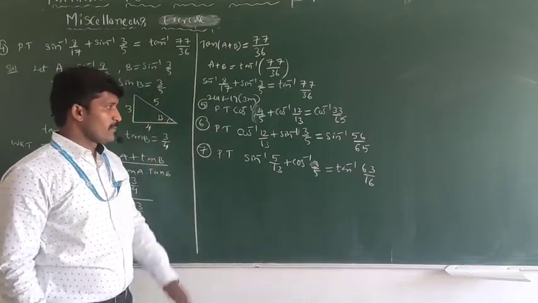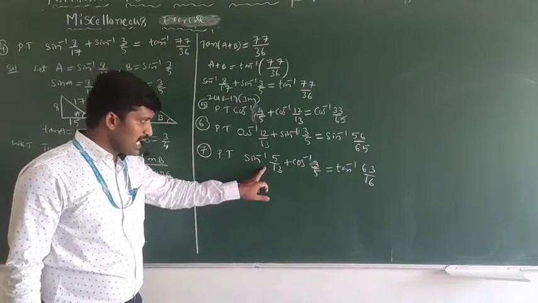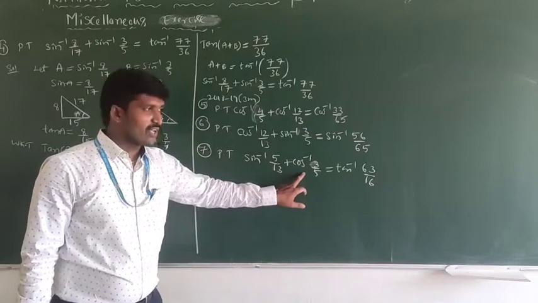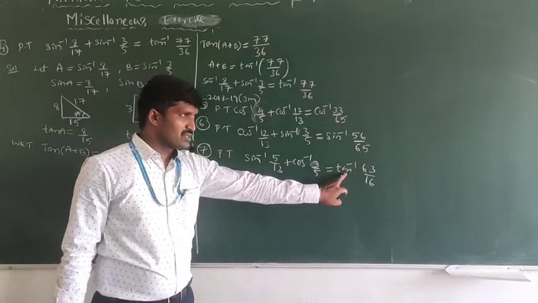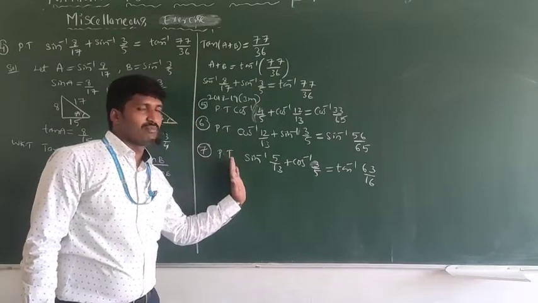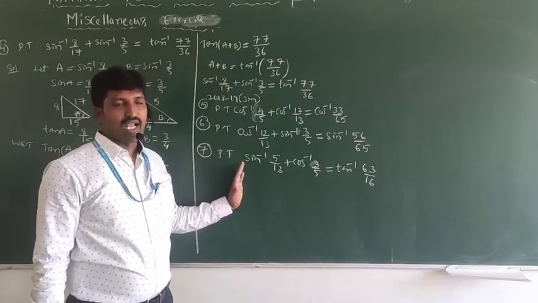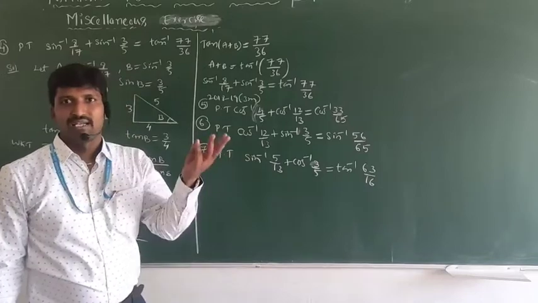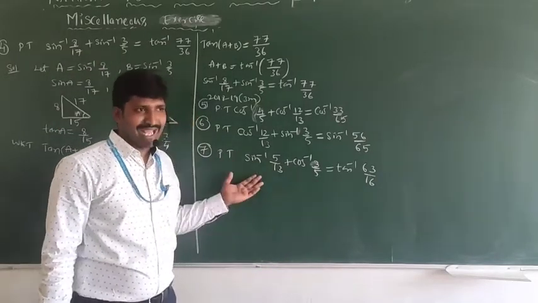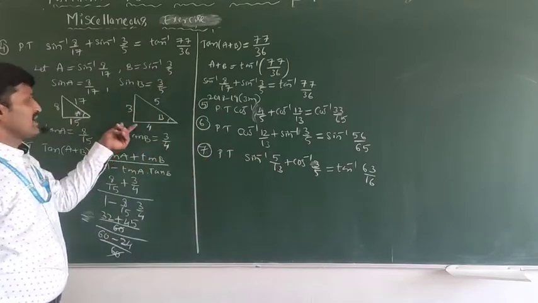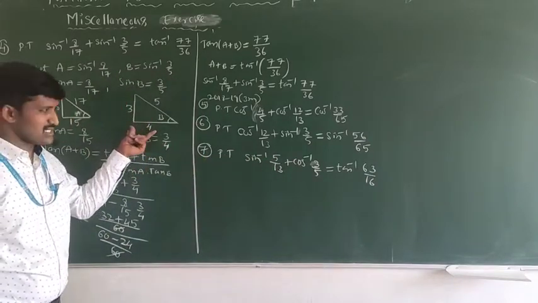How to do this also: assume A and B. After assuming A and B, it becomes A plus B. On the right side we need it in terms of tan inverse, which means on the left side it will become tan of A plus B. Tan of A plus B means the required values are tan A and tan B. From sin A and cos B, find out tan A and tan B by using the right angle triangle concept, Pythagoras theorem.